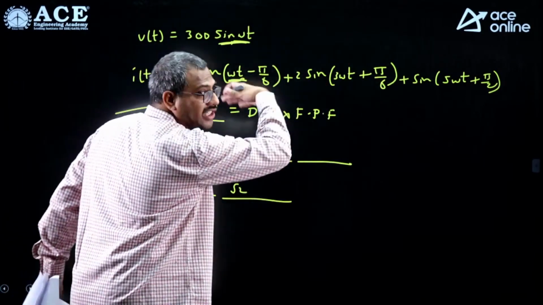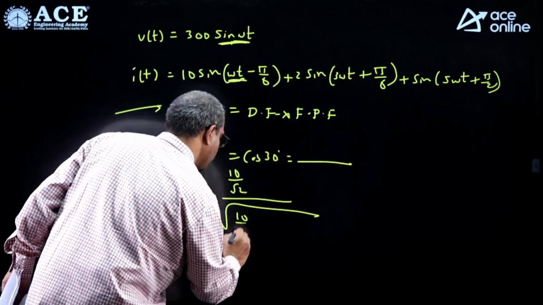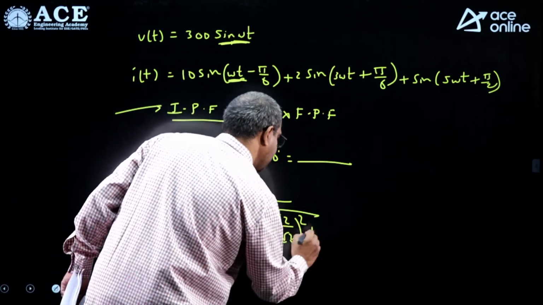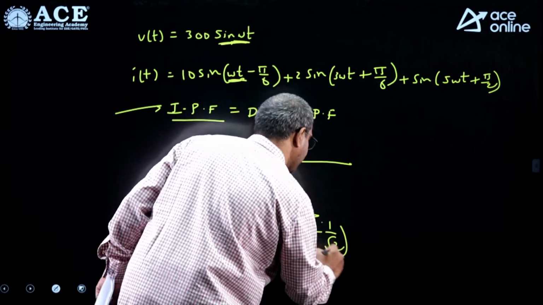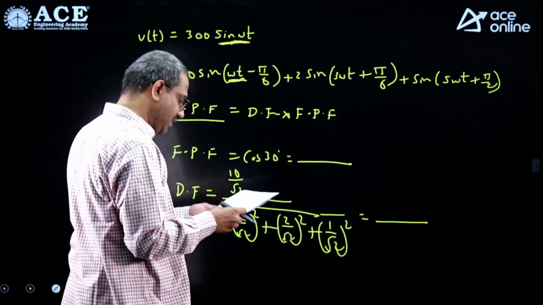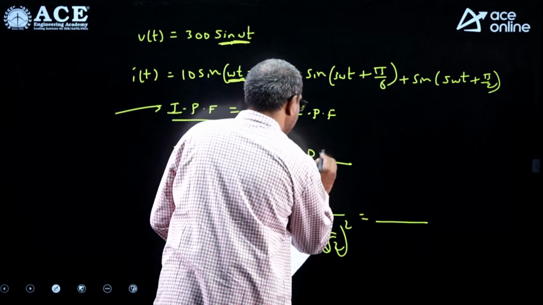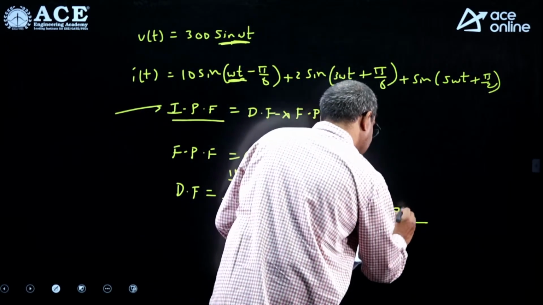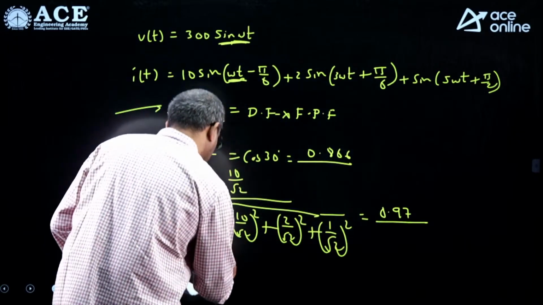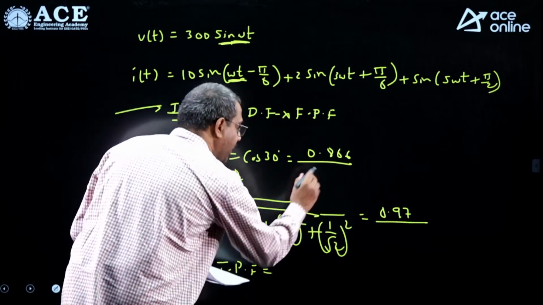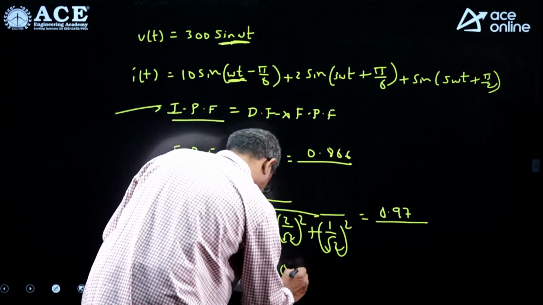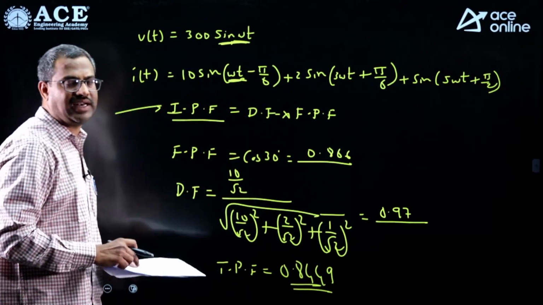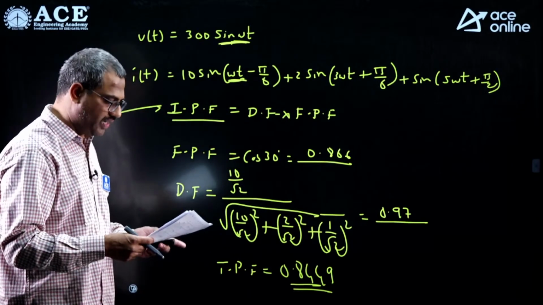But what is I total RMS including harmonics? It is the root of 10 by root 2 squared plus 2 by root 2 squared plus 1 by root 2 squared, as per the data I am writing here. If you do that, one factor you will get as 0.866 and the other as 0.97. The total power factor is the product of these two, which comes to 0.8449. I got it accurately, and luckily the option matched one of the student's data.